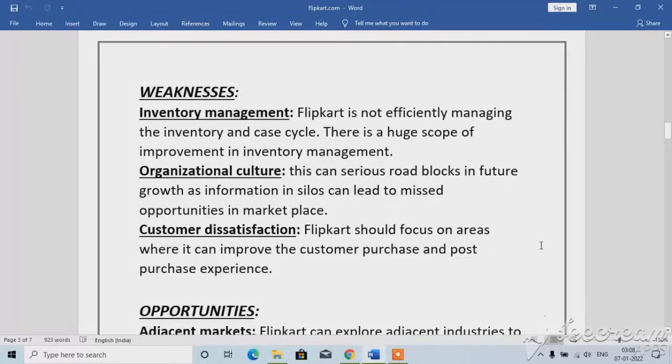And number one weakness is inventory management. Flipkart is not efficiently managing the inventory and cash cycle. There is a huge scope of improvement in inventory management. Second, organizational culture. This can be a serious roadblock in future growth, as information in silos can lead to missed opportunities in the marketplace. Third, customer dissatisfaction. Flipkart should focus on areas where it can improve the customer purchase and post-purchase experience.